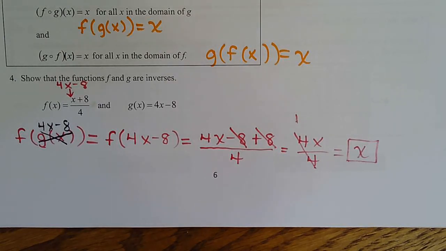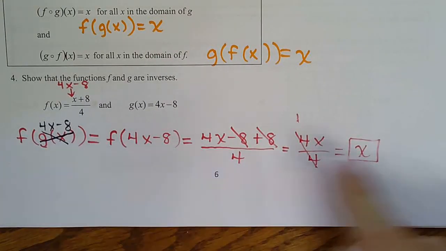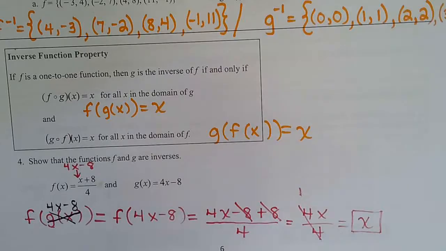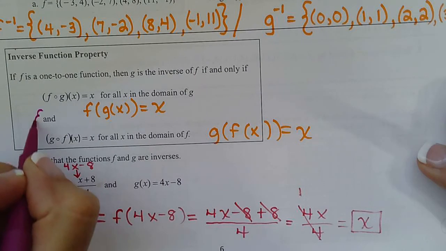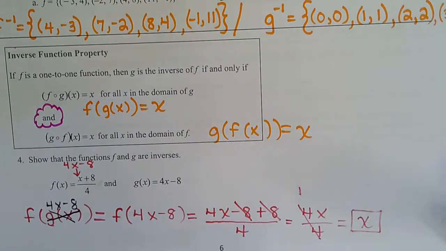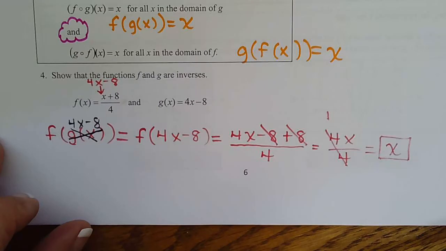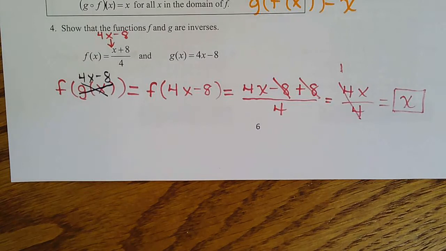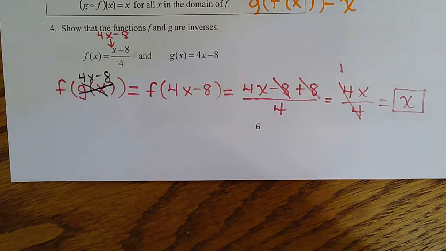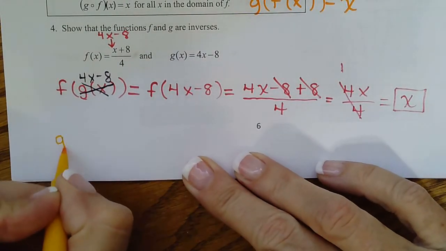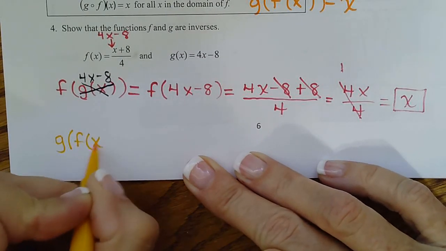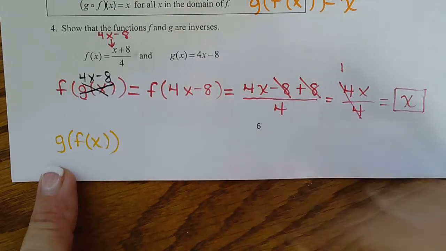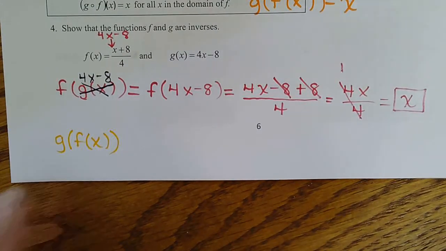But when they ask you in 150 to show that they're inverses, you have to show both. Just showing f of g of x is not enough, because they both have to give you x. So that means I still need to do g of f of x. Slide up just a little bit. So let's go ahead and do g of f of x. Now if I can show they're both equal to x, then I've proven that they are inverses.